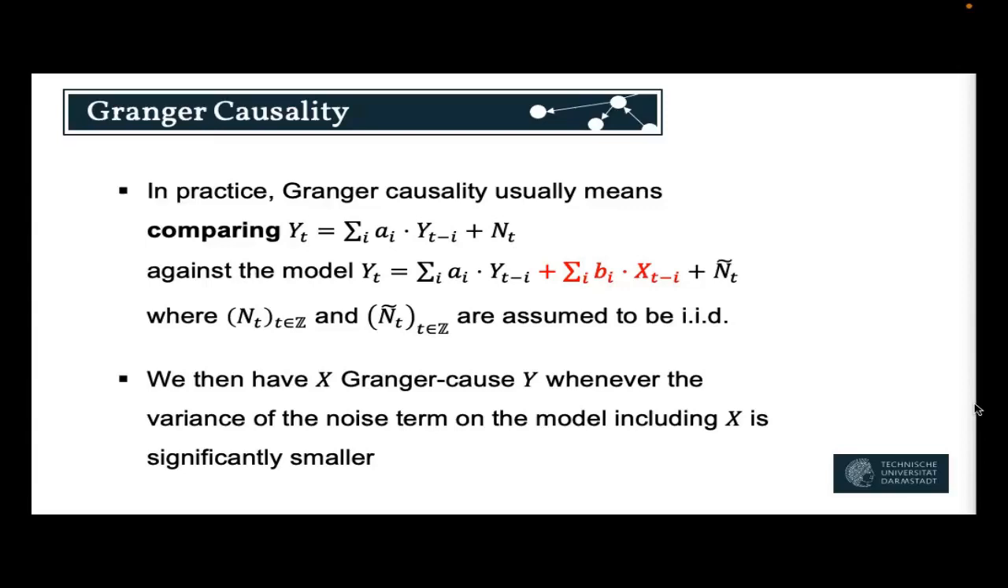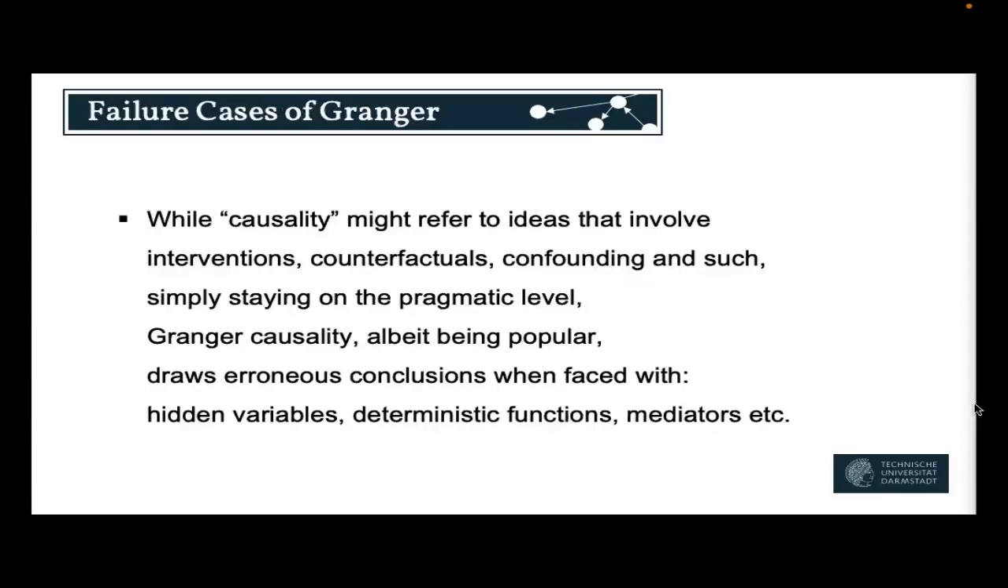But it's important to highlight that it's not a general cause or a cause in the Perlian sense or anything we have seen so far, because there can be hidden structures and much more. So these violations would be hidden variables, deterministic functions, mediators, and actually a couple more things. And this is all independent of the fact that there's no notion of interventions, no notion of counterfactuals, of confounding or anything like that, right? So even if we just stick to the purely pragmatic level, these things can lead to the fact that Granger causality will not match causality.